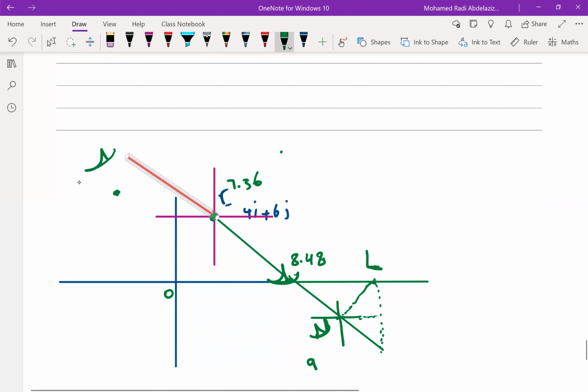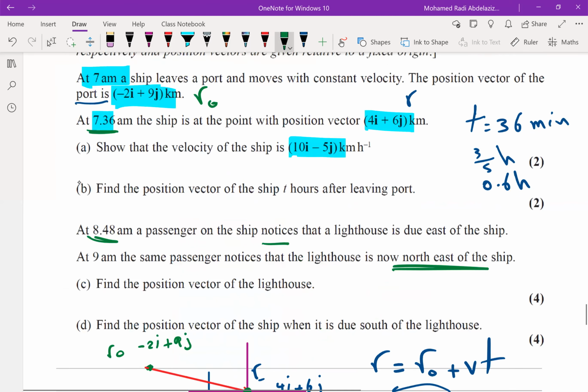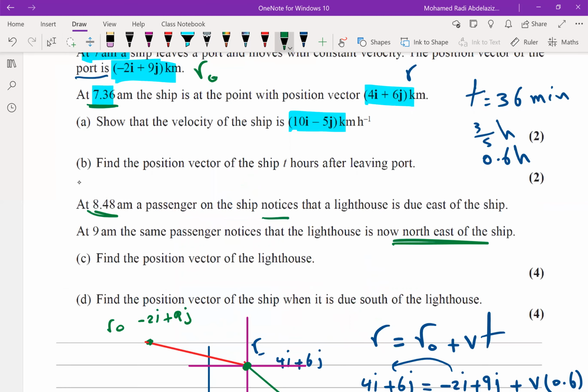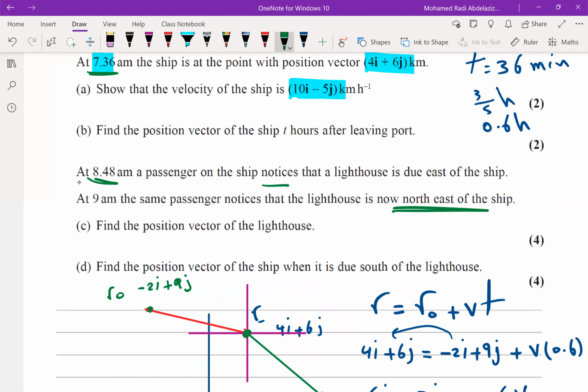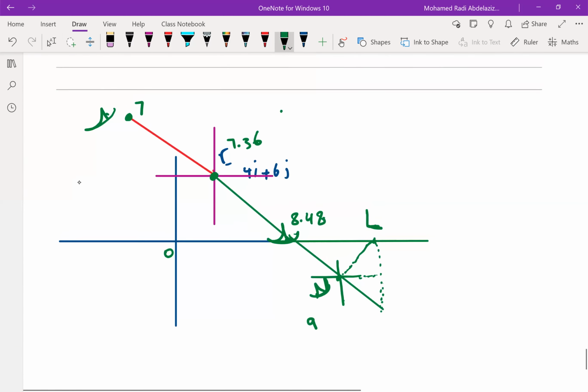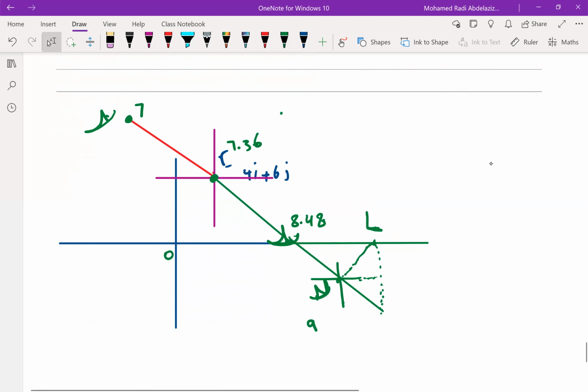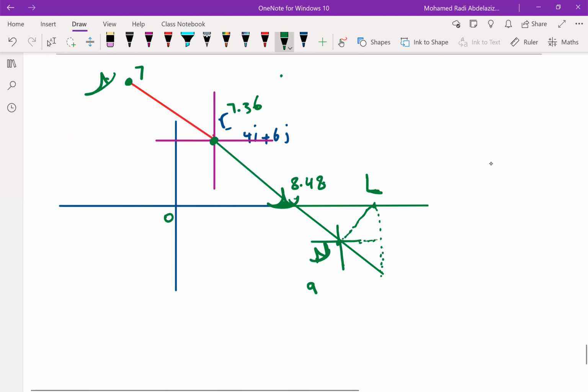At 7, then at 7:36, then at 8:48, then at 9 at this position. Let's now read part C. Find the position vector of the lighthouse when the ship moves at this point.